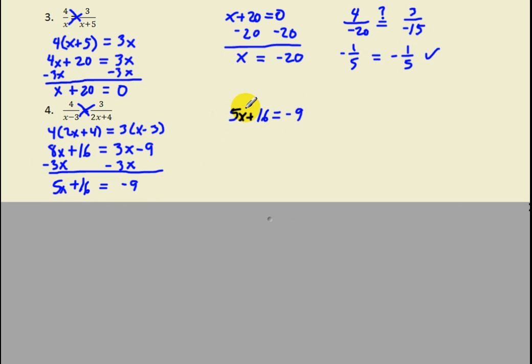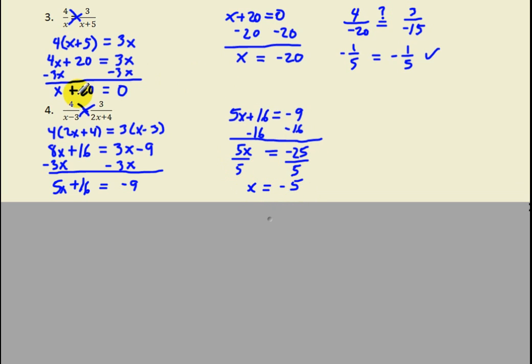So we have the x's over here. That means I want to move all the numbers to the other side. So I'm going to undo the addition first by subtracting. Negative 16 here, subtract 16. So we still have 5x equals, and negative 9 minus 16, we're getting even more negative, will be negative 25. And then finally divide by 5. Okay, so we get x is equal to negative 5.